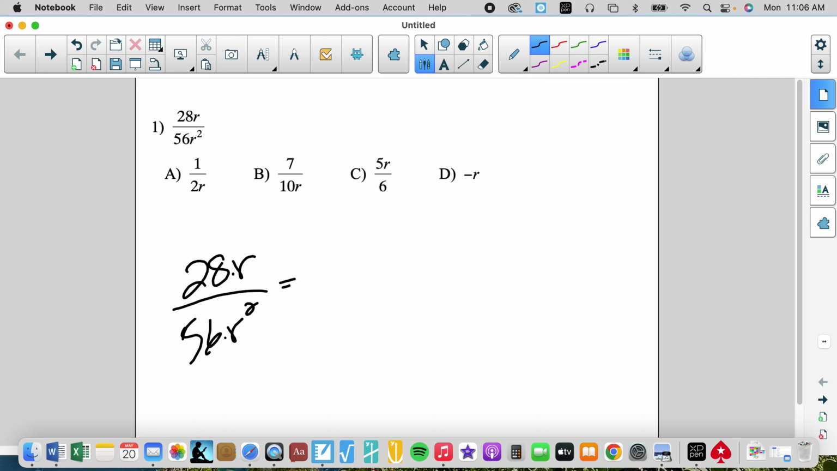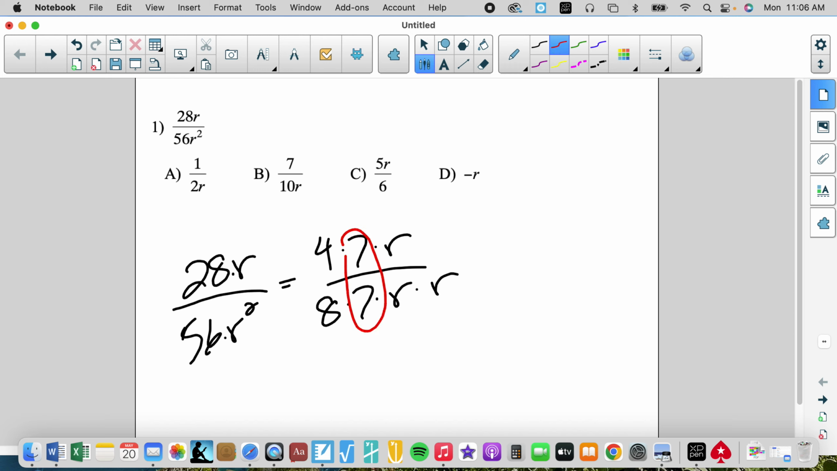So we're looking for a common factor. We're looking to divide it or break it up. This is 4 times 7 times r, and 56 we can do as 8 times 7 times r. And that's not prime factorization because 4 and 8 are not prime, but it's breaking it up into factors. And I chose factors that were in common.